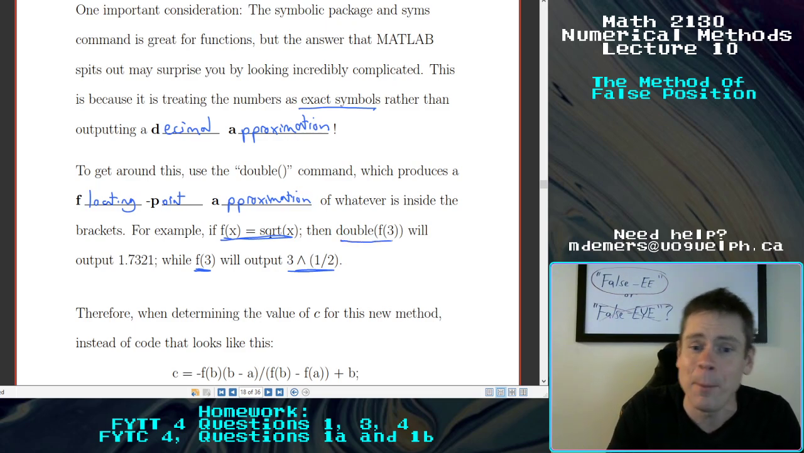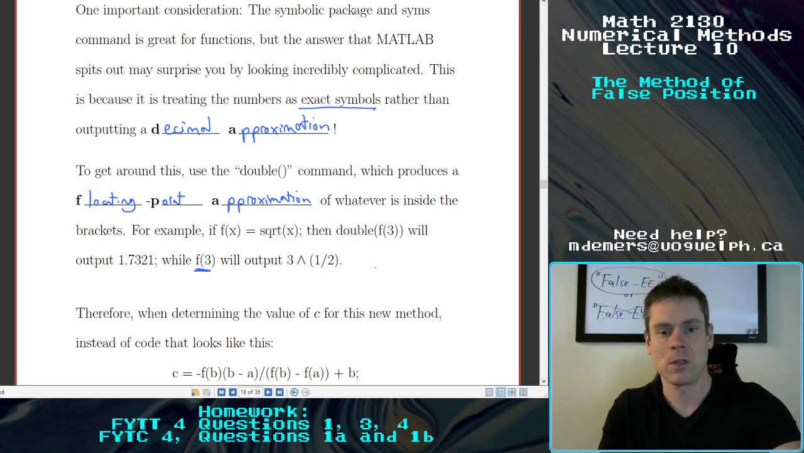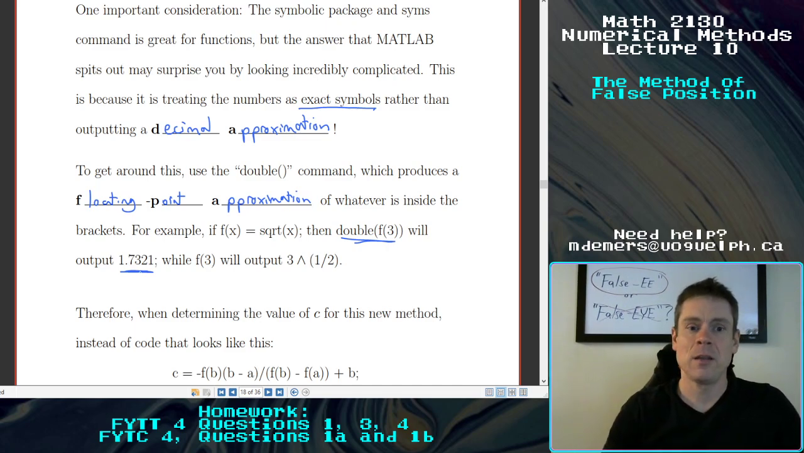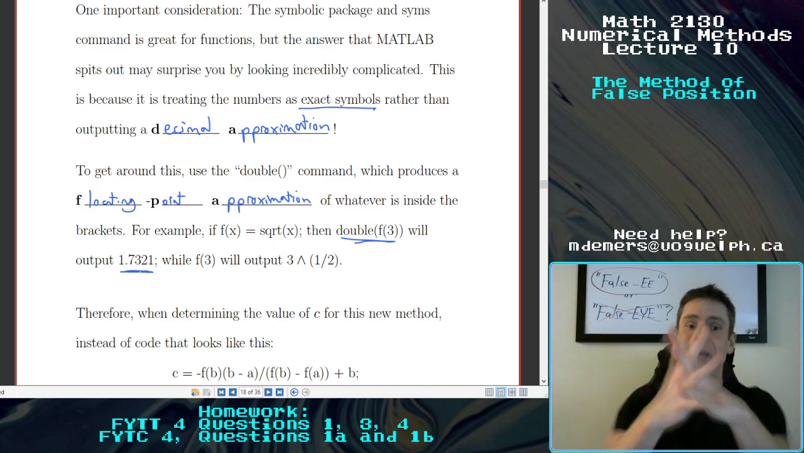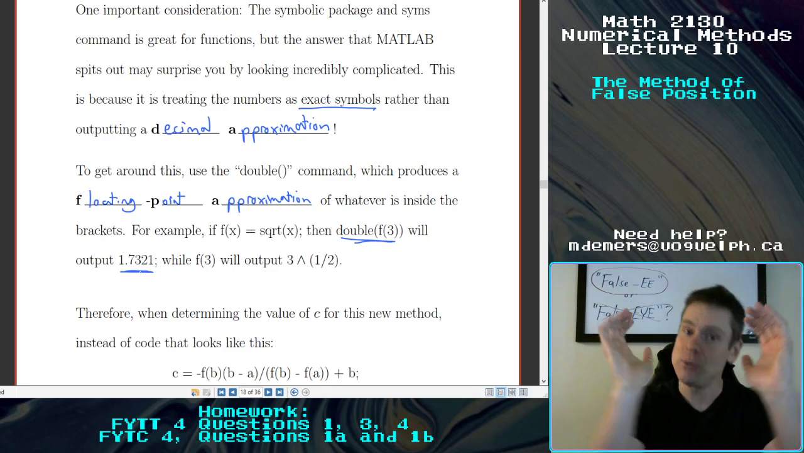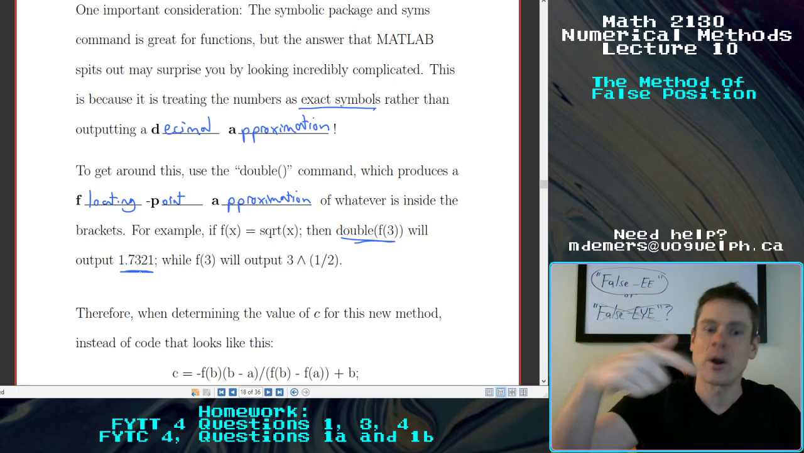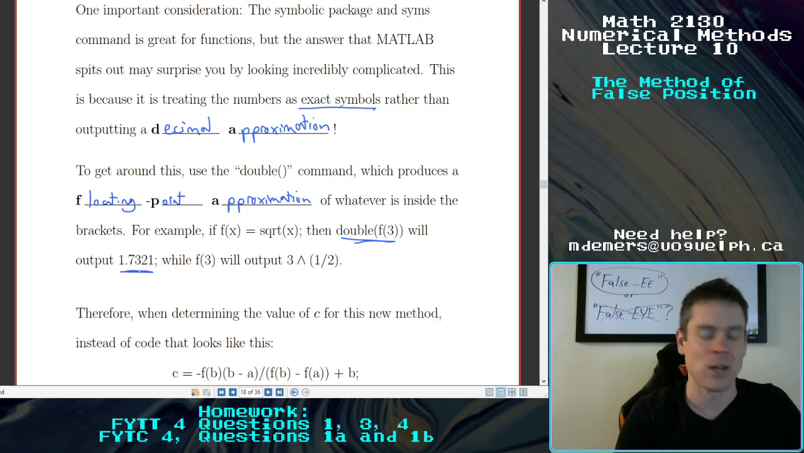Whereas if you write double f of 3, the MATLAB output will be 1.7321. Basically, it takes that, gives you the best approximation possible, and you can use that in the next iteration to continue to get decimal approximations that are helpful for us to understand and process.